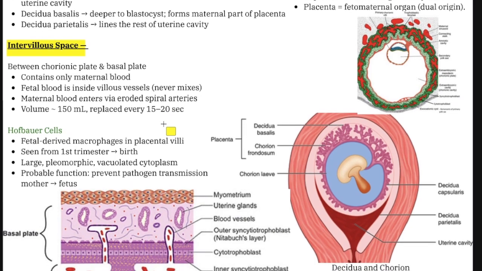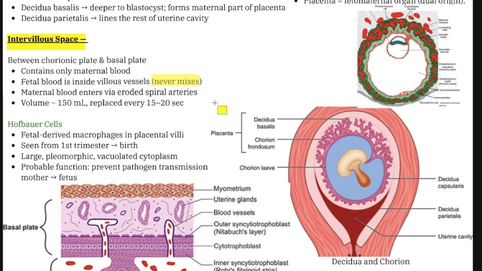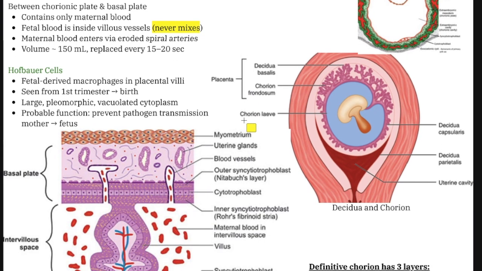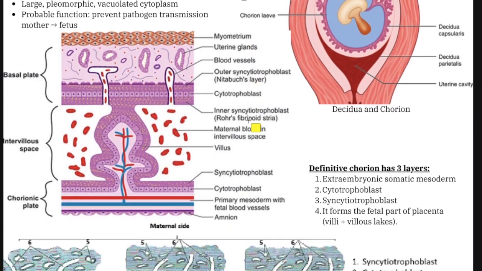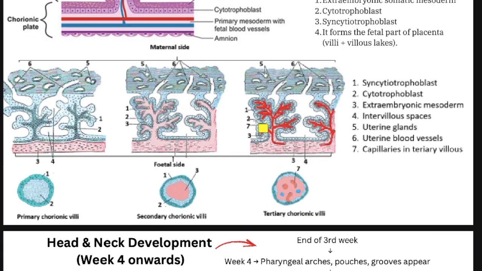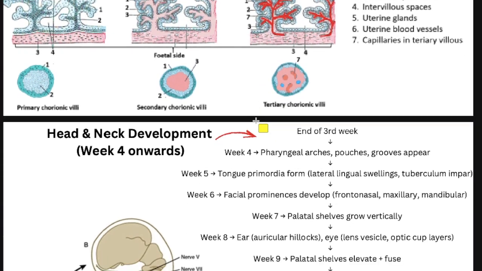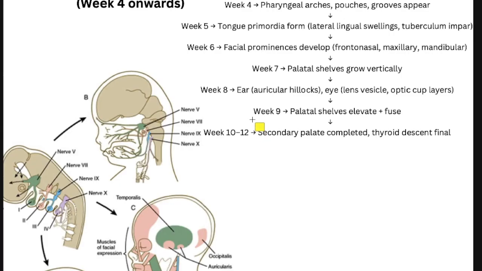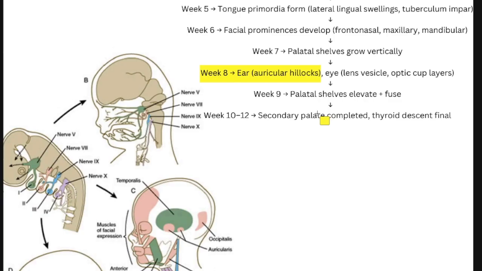From week 4 onwards, we see significant development in the head, neck, and thorax. In week 4, the pharyngeal arches appear, which are precursors to many structures in the head and neck. In week 5, the tongue begins to form, and by week 8, the ears and eyes are developing. Palate formation and fusion occur between weeks 7 and 12.